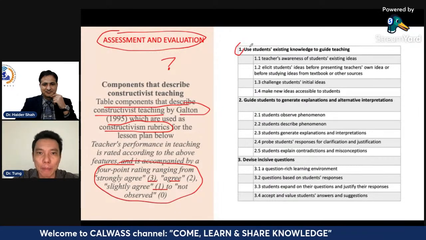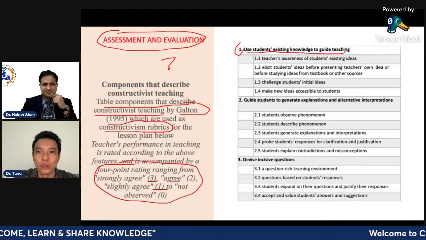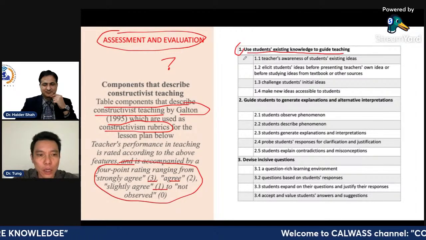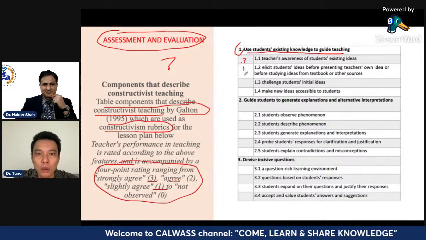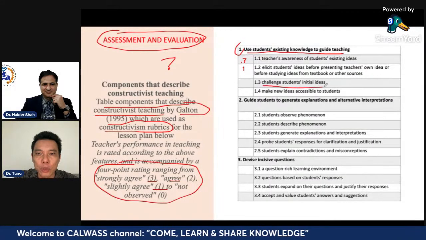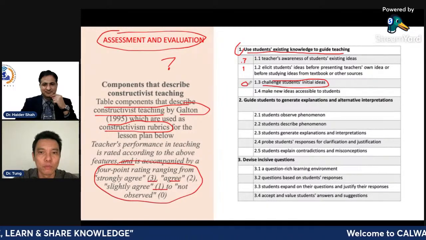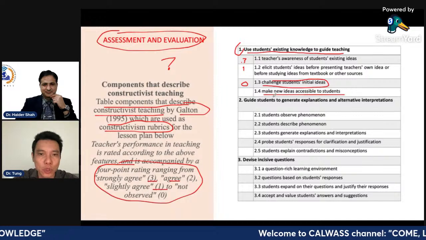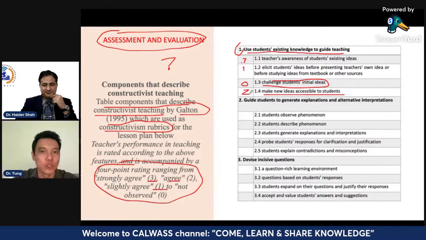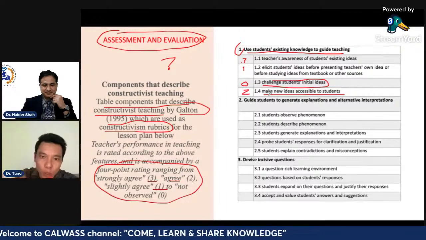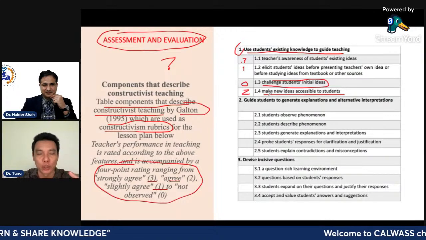For example, rubric number one is about giving students existing knowledge to guide teaching. You check if you strongly agree, number three, or did the teacher challenge students' initial ideas? If no, you cannot observe, you can mark 0. Or make ideas accessible to students. If you slightly agree, then you can mark number 1. These are the rubrics to measure the teacher's performance and the participation of the students in the class.